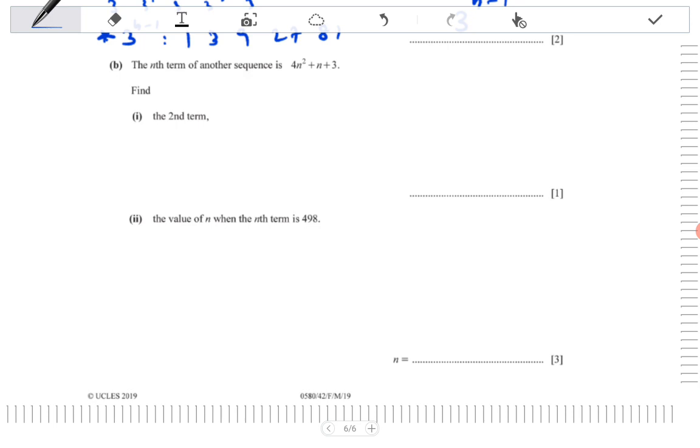The nth term of a sequence is given. Find the second term. This is a very simple question. For the second term, n is 2, so put it in this formula: 4 times 2 square plus 2 plus 3, and that's your answer. 4 times 4 is 16, 16 plus 5 is 21.